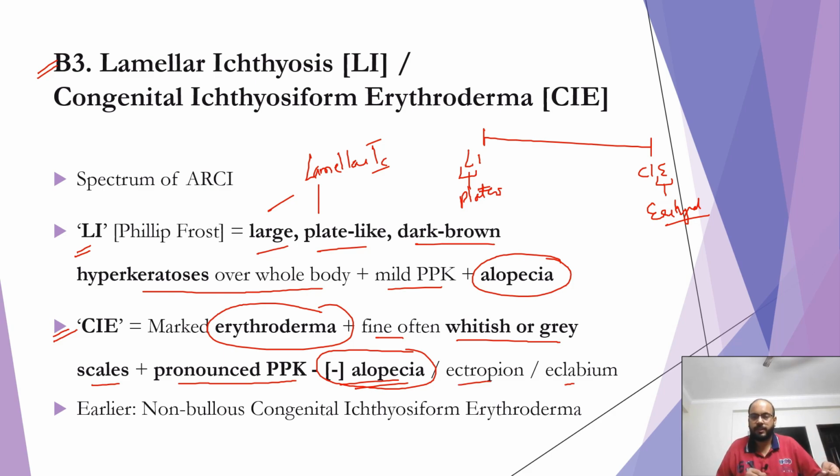Ectropion eclabium can be there. The earlier name for CIE is non-bullous congenital ichthyosiform erythroderma, but now the name has changed. Now we call it congenital ichthyosiform erythroderma. Let's move forward.